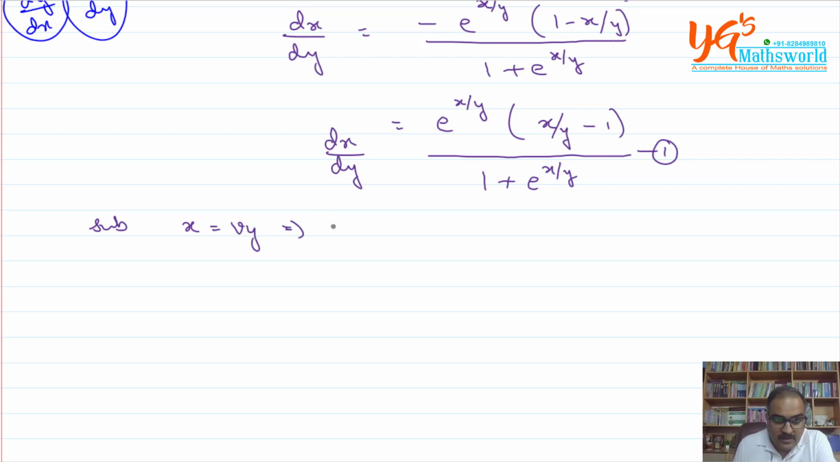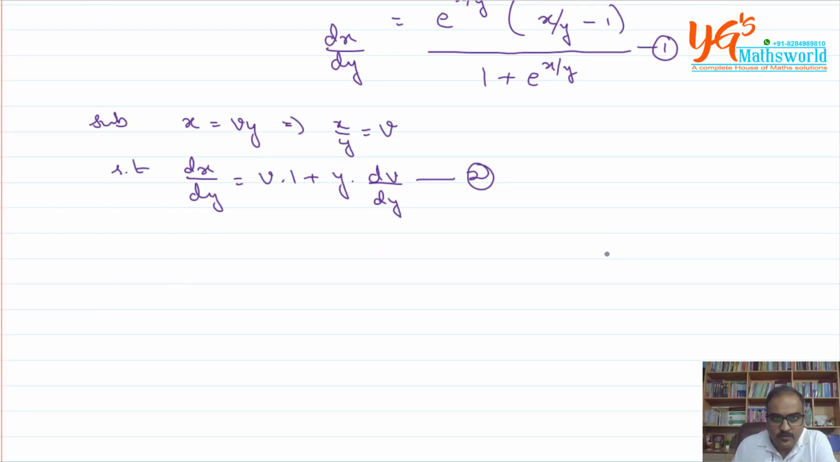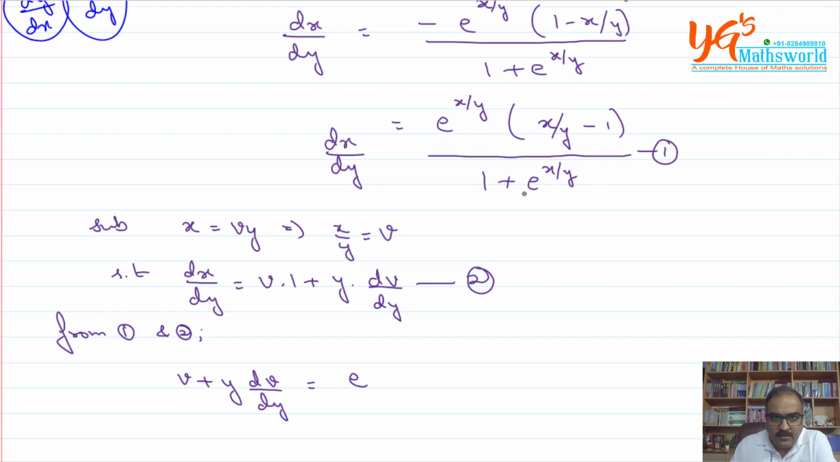Now instead of substituting y is equal to vx, I'll substitute x is equal to vy, or we can say x upon y is equal to v, such that dx upon dy is equal to v plus y dv by dy. That is our equation number 2. So from equation 1 and equation number 2, v plus y dv by dy is equal to e raised to power x upon y minus 1 over 1 plus e raised to power x upon y, and we know that x upon y is v, so it will be e raised to v minus 1 over 1 plus e raised to power v.